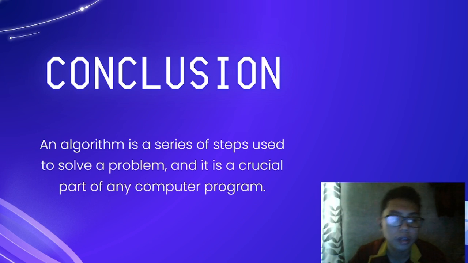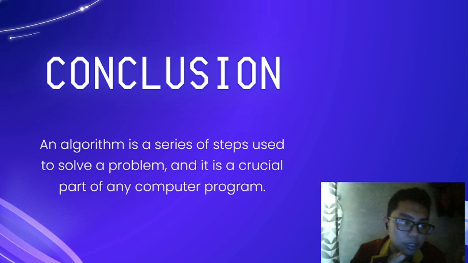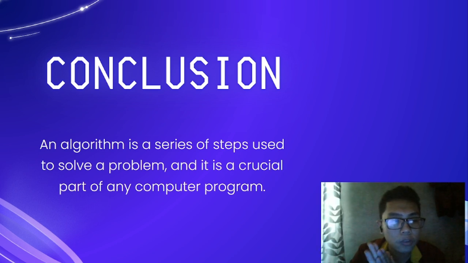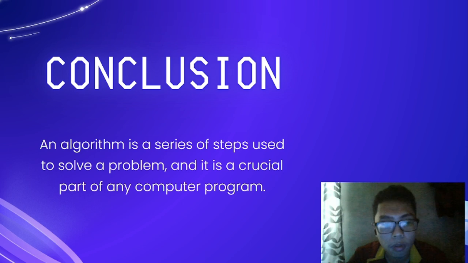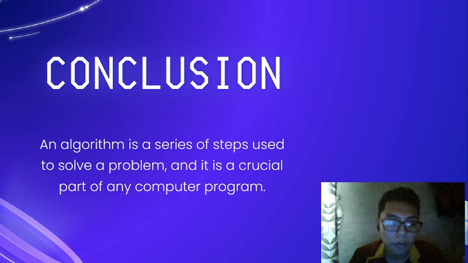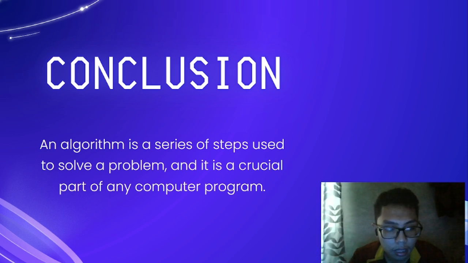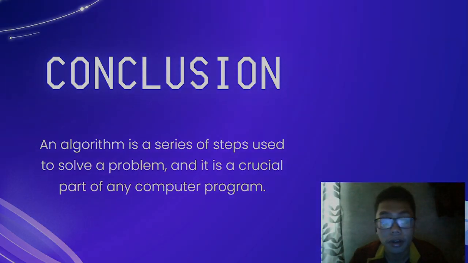This is the conclusion. Alright, we just reached the end of this video. Let's quickly summarize what we've learned. An algorithm is a series of steps used to solve a problem and is a crucial part of any computer program. By understanding how algorithms work and how to design them, we can create more efficient and effective programs. Keep exploring and practicing your skills in designing algorithms, because this is the foundation of becoming a skilled programmer.